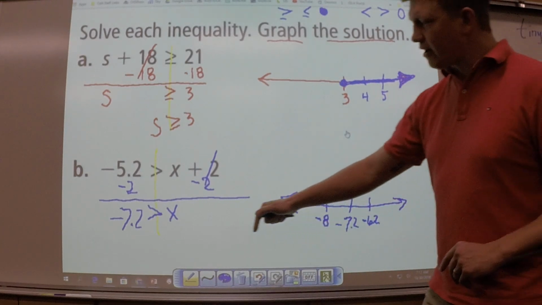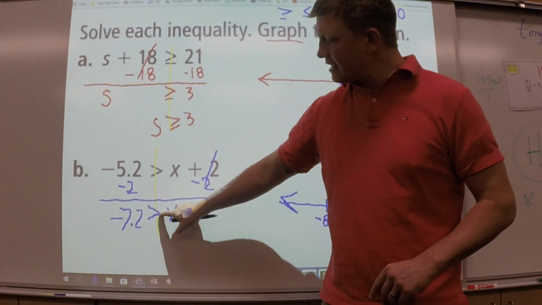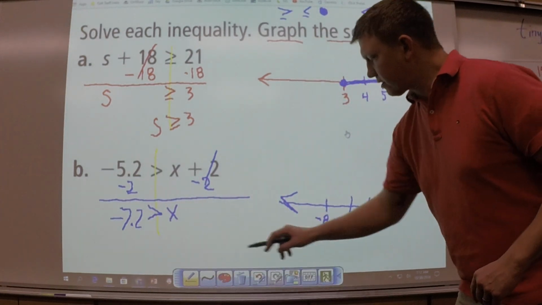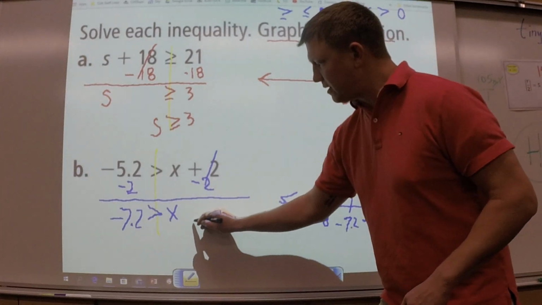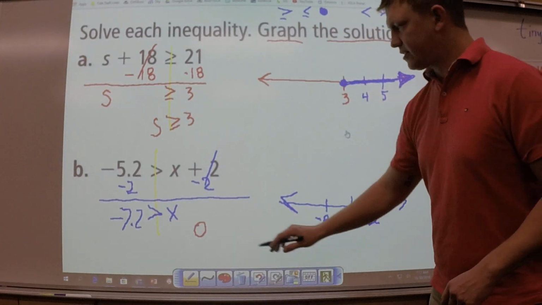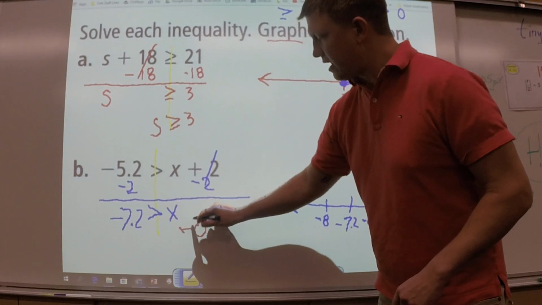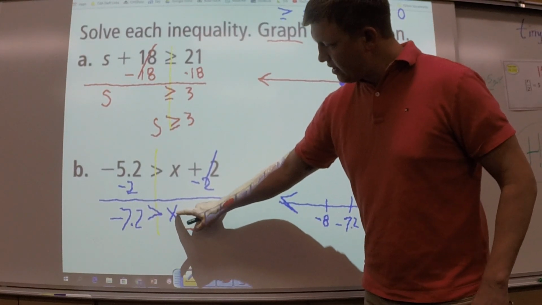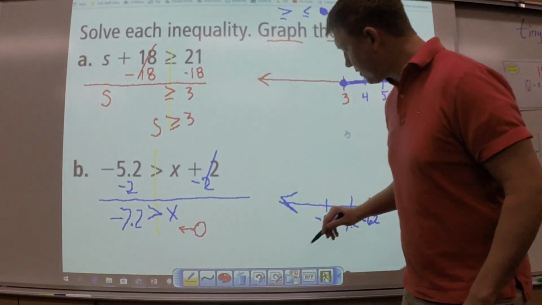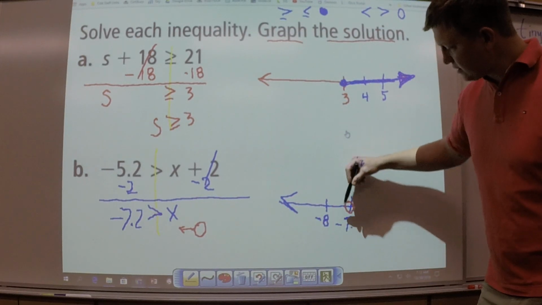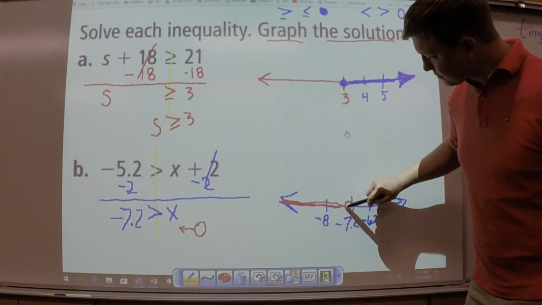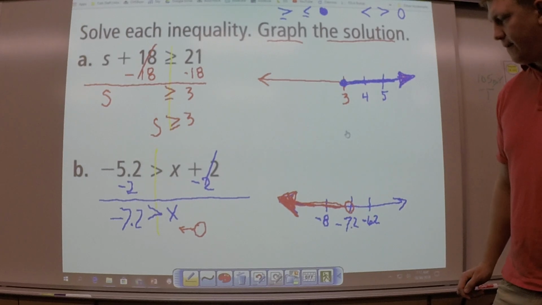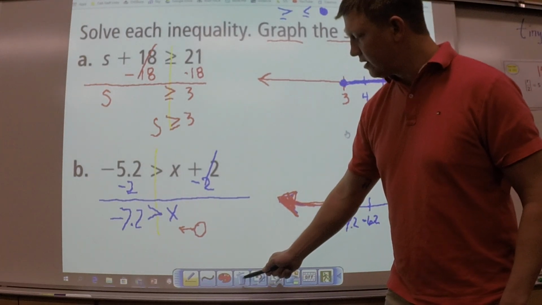Okay, so which way would I graph it? Well, I read this as x is less than negative 7.2. Okay, so I go to my graph, and is it going to include it? No, it's going to be an open circle, and it's going to be less than, which means I shade it that way. If the variable's on this side, I have to be careful on how I read it. X is less than negative 7.2. Okay, so I go like this, and I shade less than, just like that.